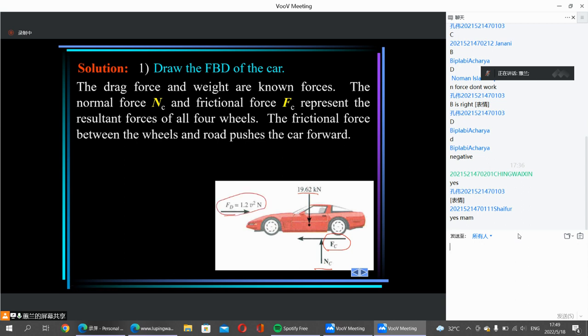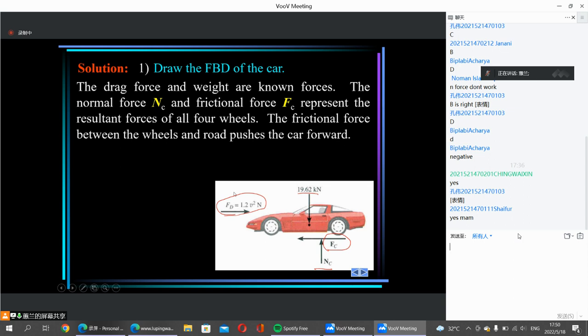Actually, here the drag force, we will learn this in hydraulics, and we know that in the design of the car, the fluid mechanics engineers have done a lot of work to improve the efficiency of the car. So to reduce the drag force, that's one way we improve the efficiency.